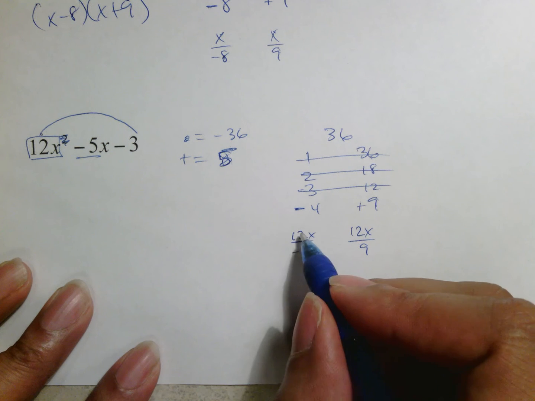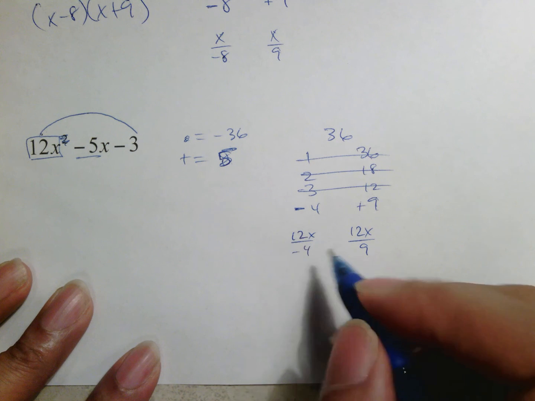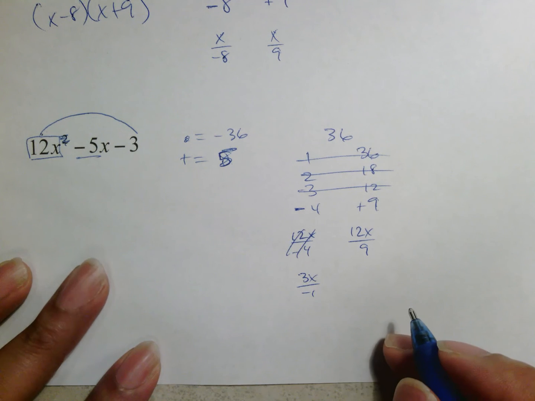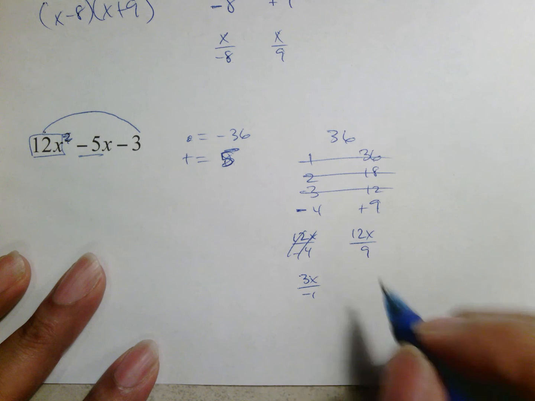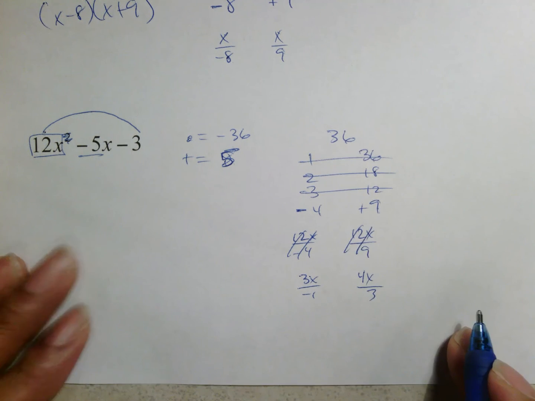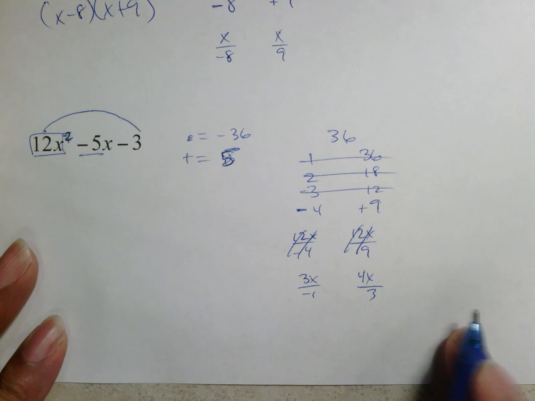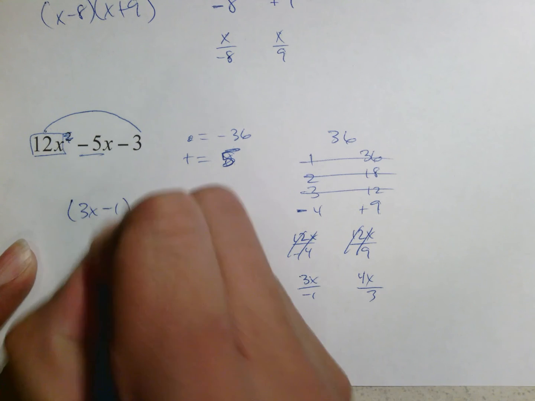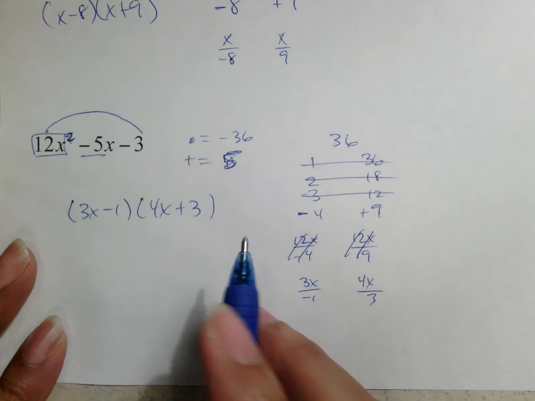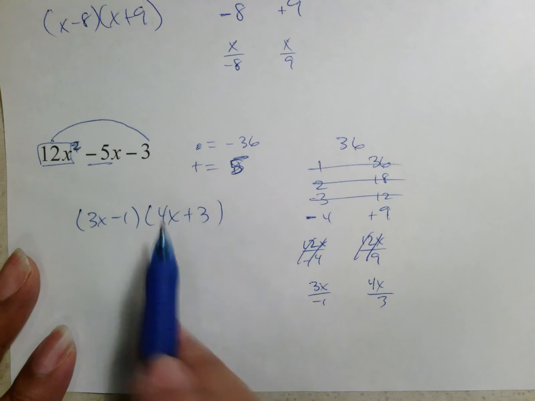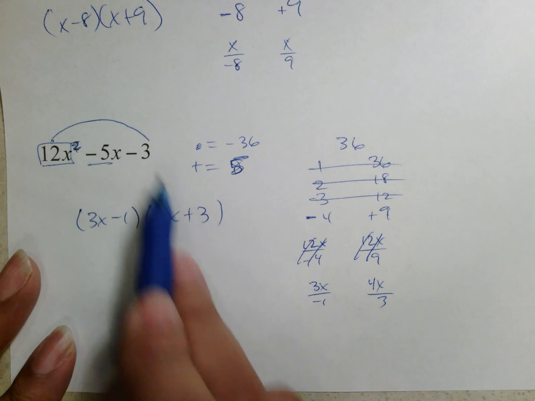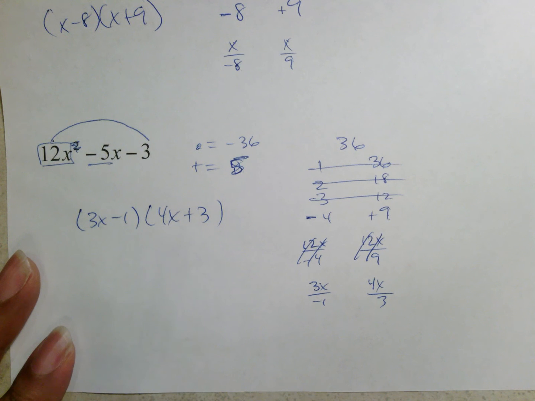I then reduce. 12 and 4 can both be divided by 4, which means that I end up with 3x over negative 1, crossing that out so I don't come back to it. Both of these can be divided by 3, so I end up with 4x over 3, again crossing that out so I don't use it anymore. I'll end up with 3x minus 1 and 4x plus 3. I didn't do it on the last one because it was so basic, but checking the fronts, 3x times 4x is 12x squared. Negative 1 times positive 3 is negative 3. That has to be the right answer.